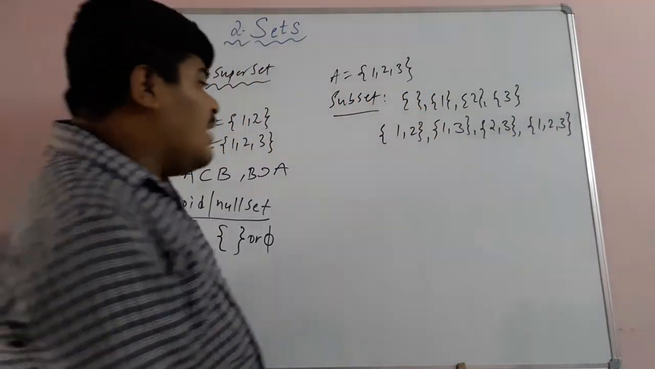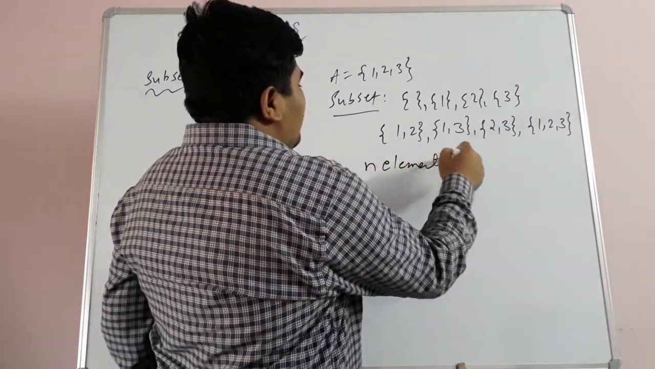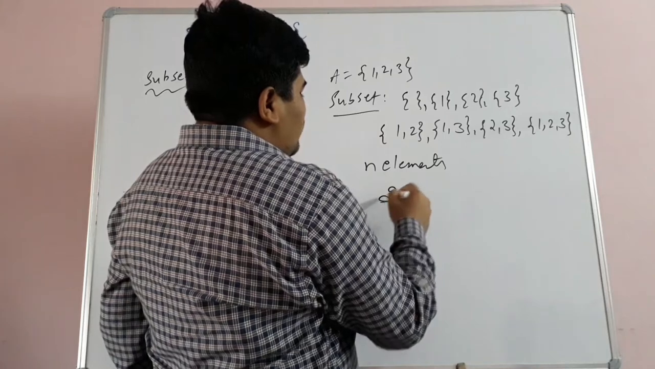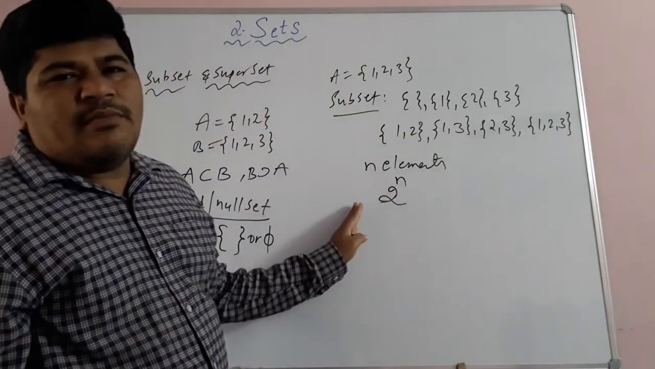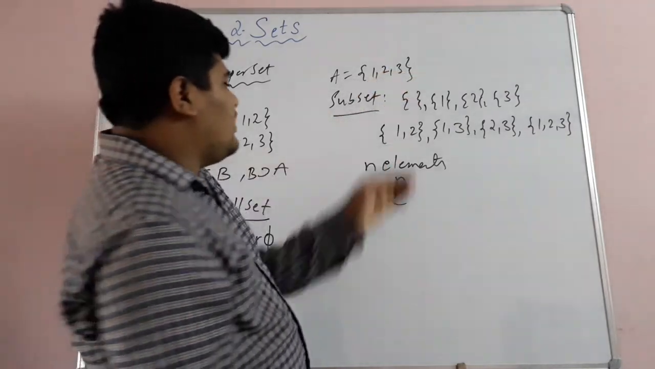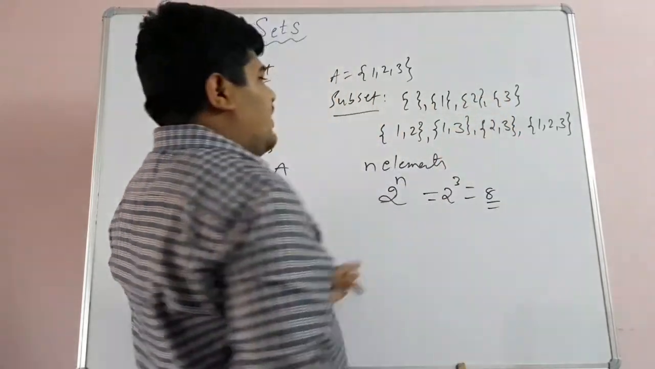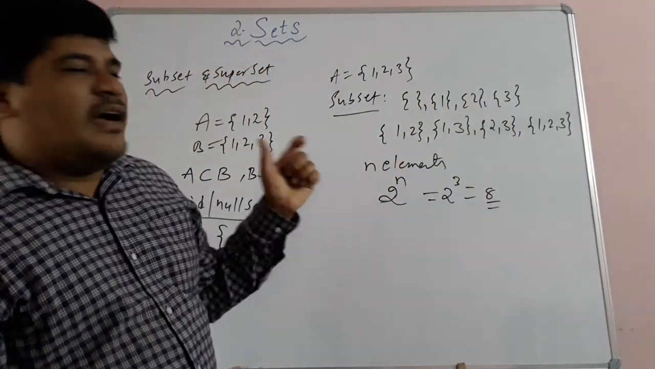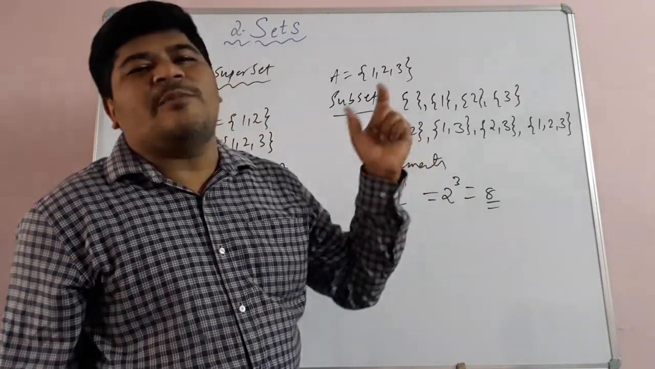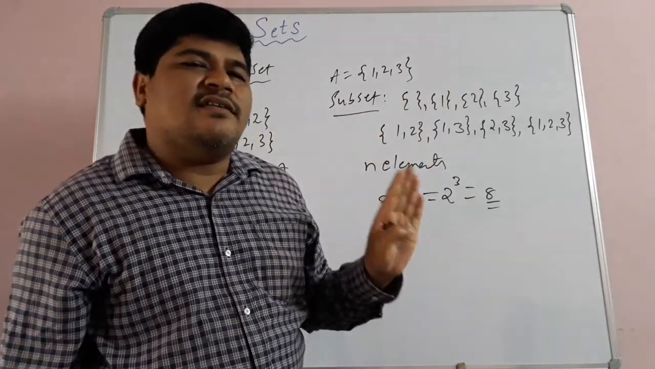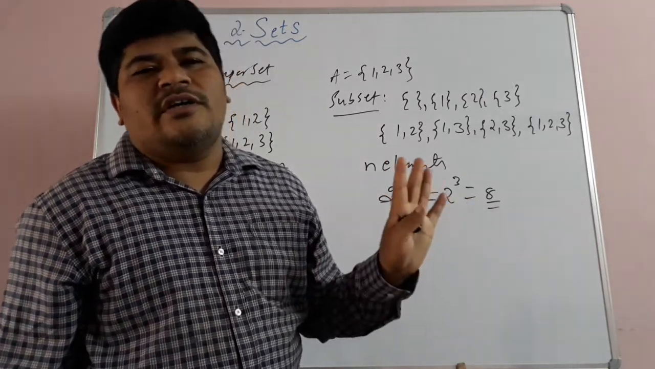So if n elements are there in any set, then the number of subsets is given by the formula 2 to the power of n. Here 3 elements are there, so it has 2 to the power of 3 subsets, that is 8, which we already counted. One more thing to observe is that the null set and the set itself are always subsets of the given set.